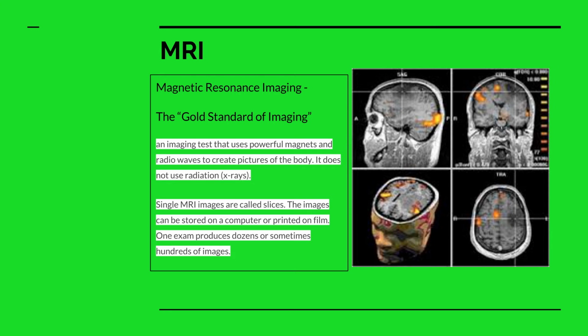MRI. MRI is a magnetic resonance imaging. It is considered the gold standard of imaging. It is an image test that uses powerful magnets and radio waves to create pictures of the body. It does not use radiation such as X-rays do. A single MRI's images are called slices. The images can be stored on a computer or printed on film. One exam produces dozens or sometimes hundreds of images.